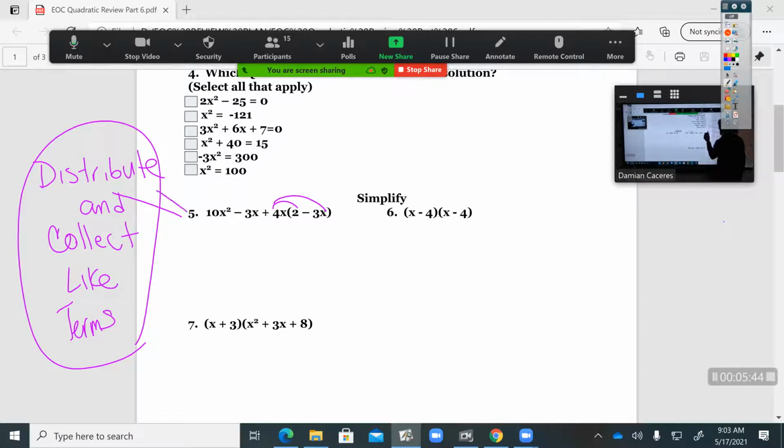Those are your hints for number 5. Distribute and collect like terms. On number 6, again, you're going to distribute, but there's 2 terms to distribute. You have to distribute both numbers in the parentheses.